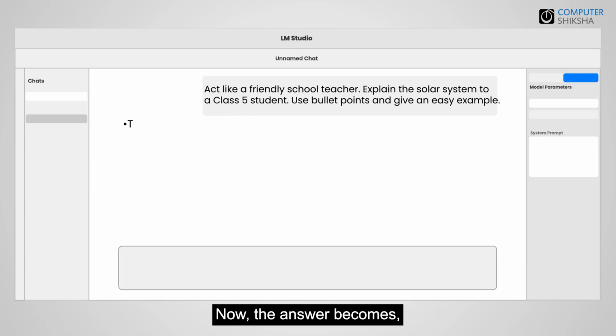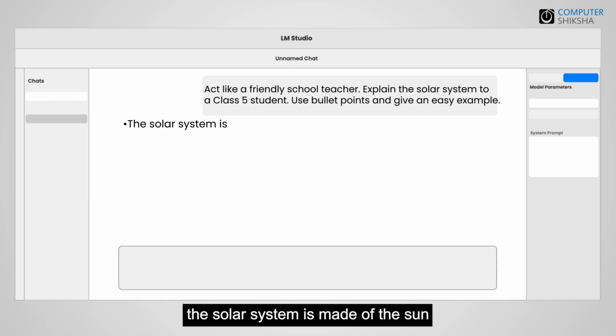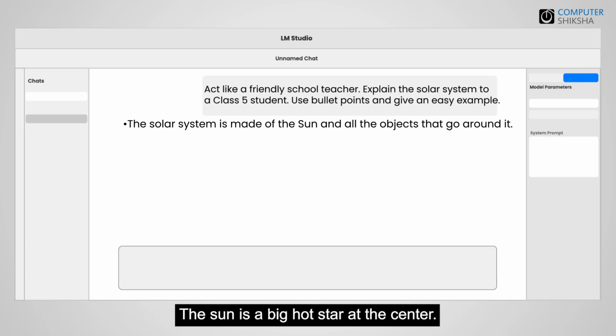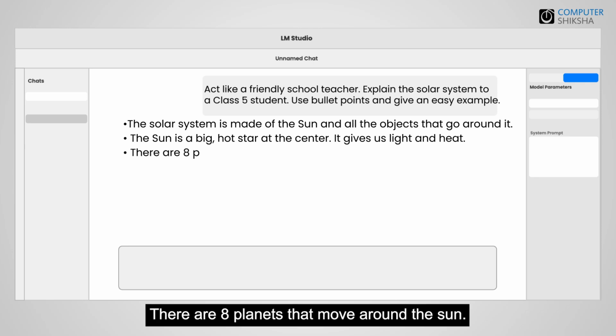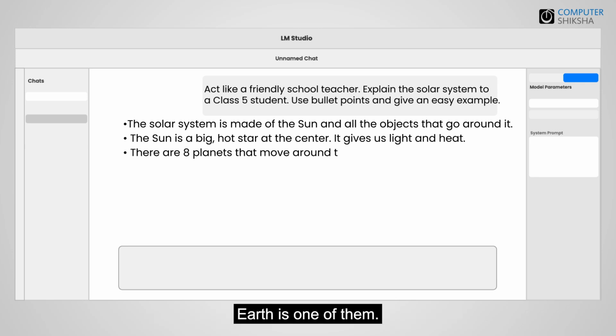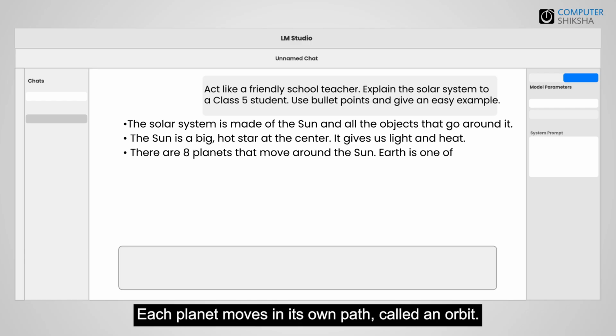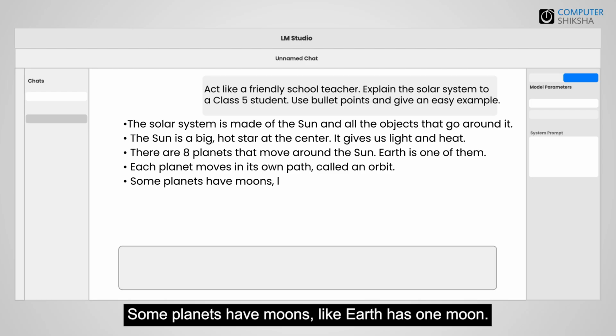Now the answer becomes: the solar system is made of the sun and all the objects that go around it. The sun is a big, hot star at the center. It gives us light and heat. There are 8 planets that move around the sun. Earth is one of them. Each planet moves in its own path, called an orbit. Some planets have moons, like Earth has one moon.